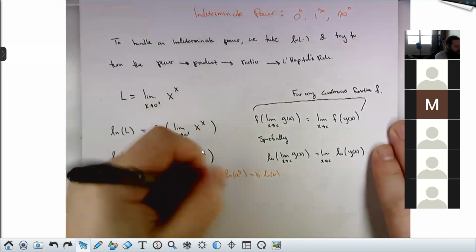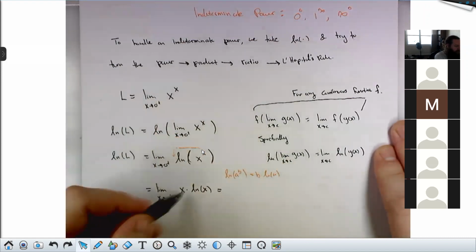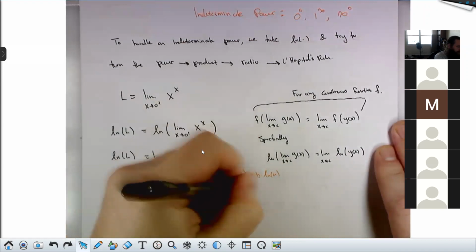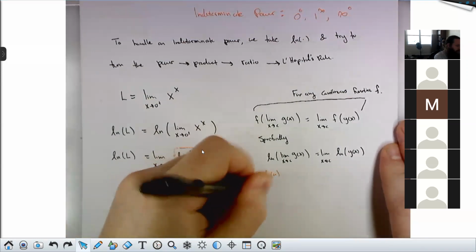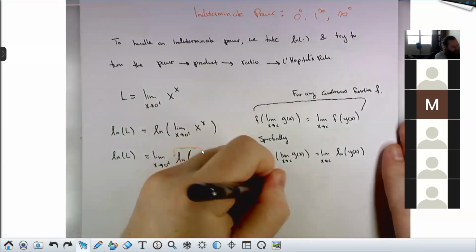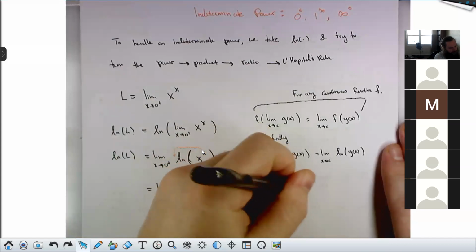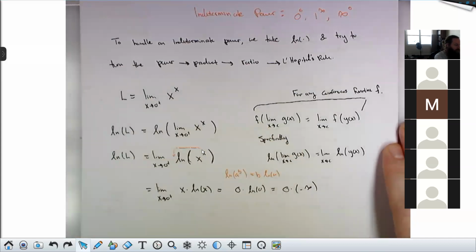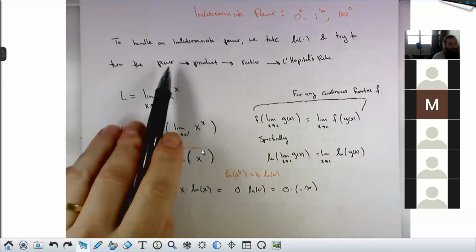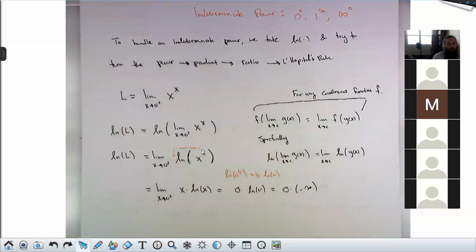Now if I try to plug in, if I send x to 0, I get 0 times the ln of 0. The ln of 0 is negative infinity. This is 0 times negative infinity. So this is an indeterminate product. So we've made it from an indeterminate power to an indeterminate product.